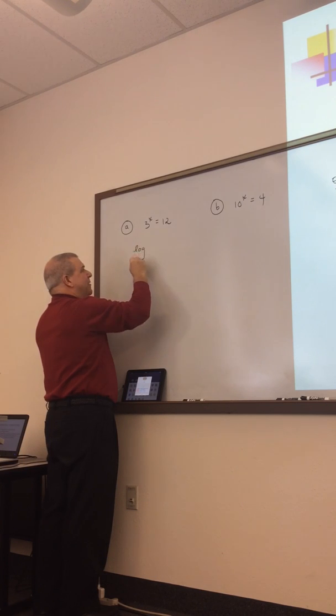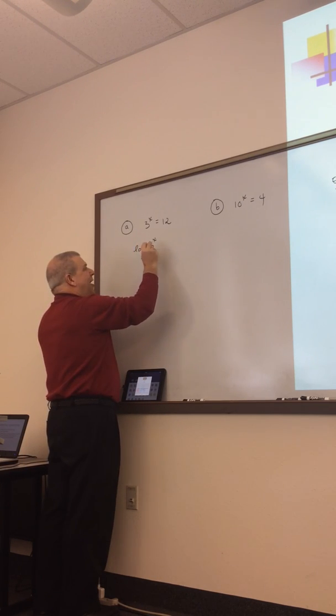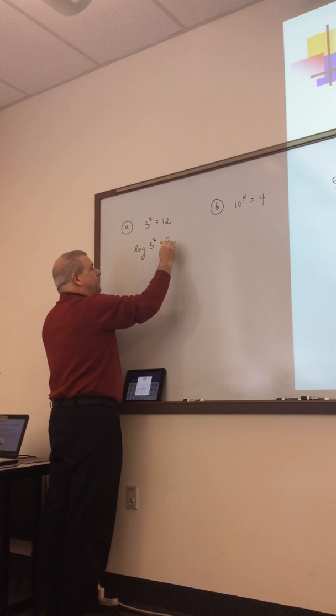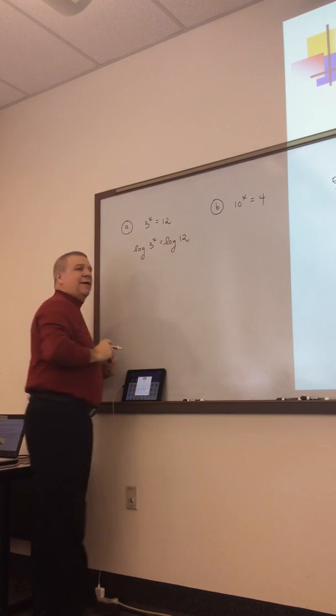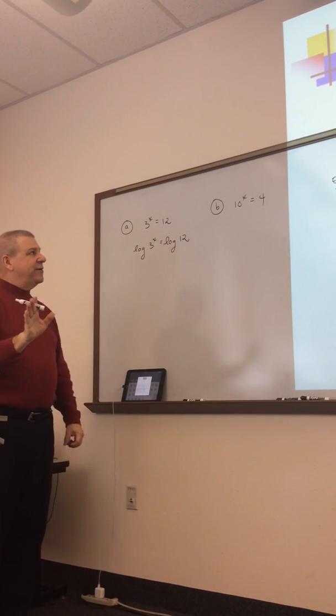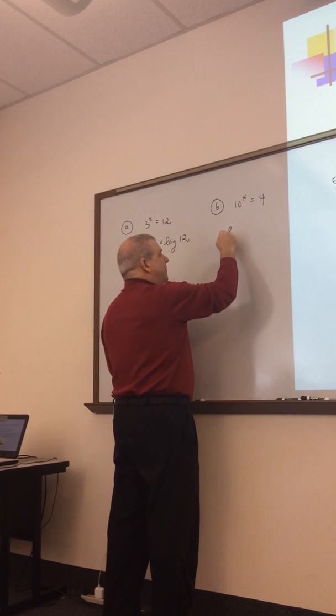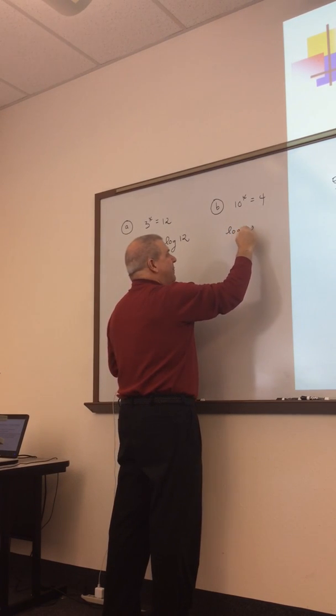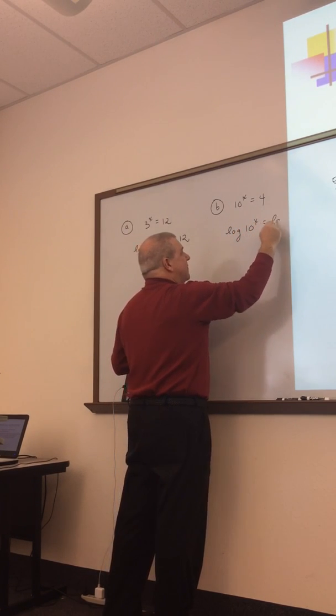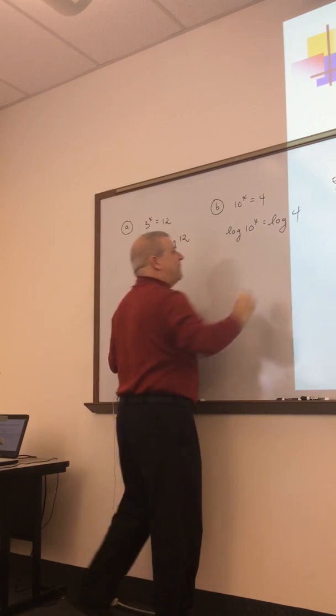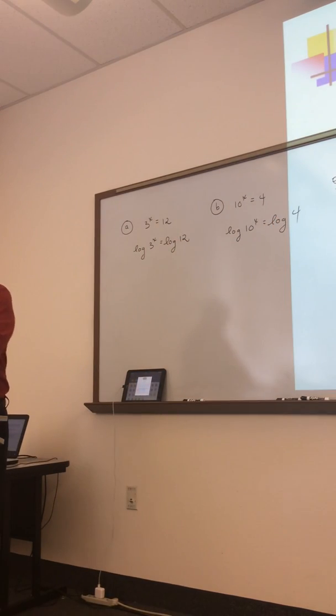Now, in your notebook, log of 3 to the x equals the log of 12. You do what I'm doing here. Over here, the log of 10 to the x equals the log of 4. Take the log on both sides.